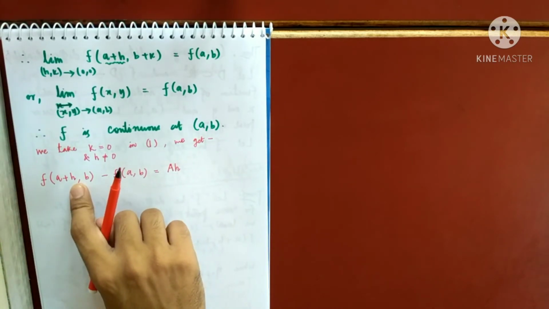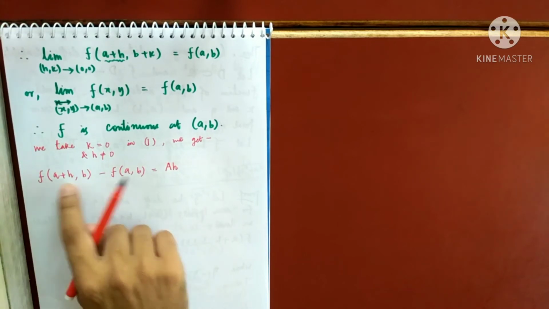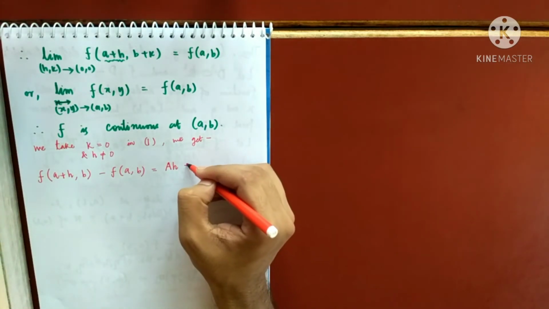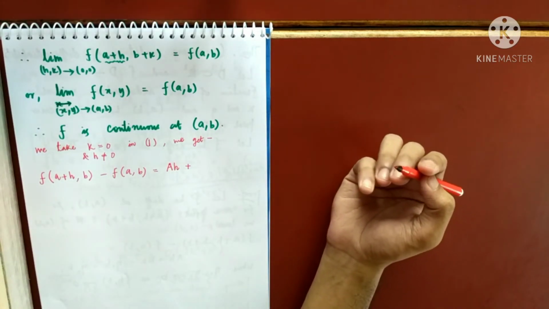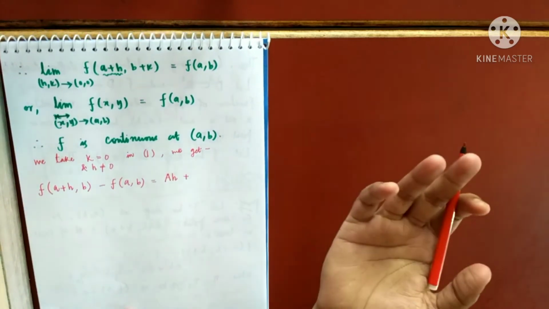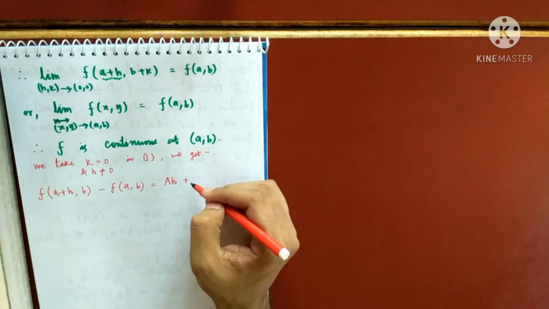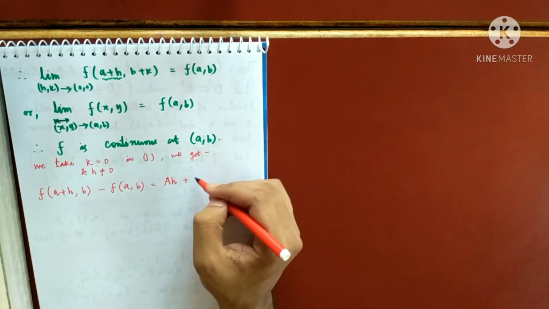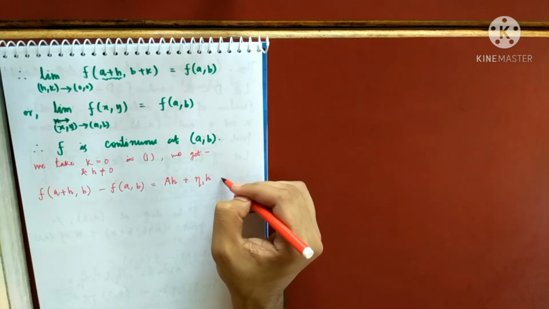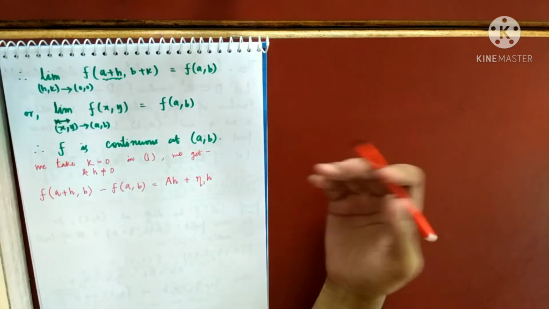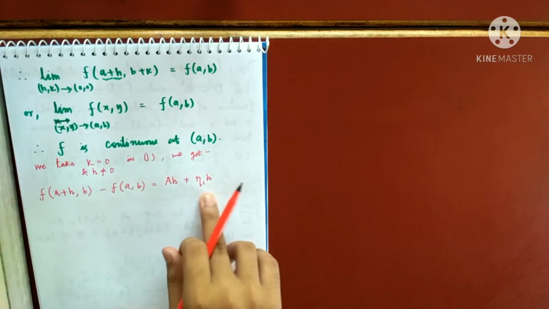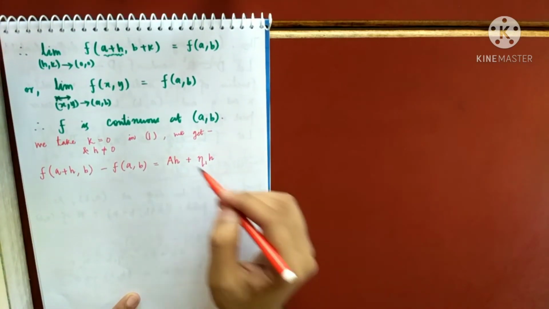Why am I taking h to be non-zero? Because if h is 0, this increment will be 0, nothing to do. Plus bk: bk will not be there because k is 0 and b is some finite number. So ah plus bk, that part vanishes. Eta 1 h plus eta 2 k: because k is 0, that whole thing will be 0. So I will remain with this one on putting k equals to 0.